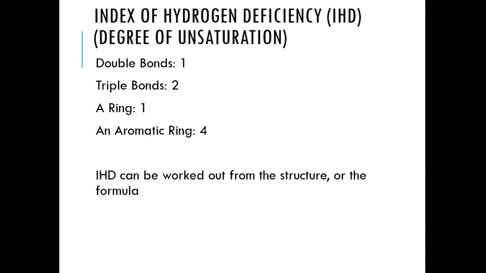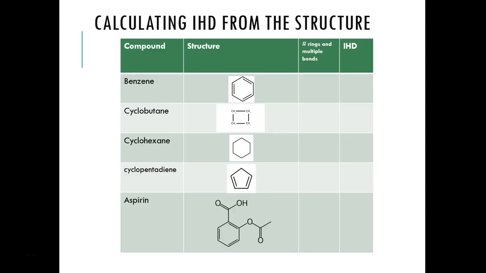Now we can work out the IHD from the structure, or if we're given the formula, we can figure out the degree of unsaturation, so the number of double bonds, triple bonds, rings, etc. That can sometimes be a little bit more helpful because if we're trying to figure out the structure of a compound, it would be nice to know in the end what the IHD is going to be. Okay, so if we calculate IHD from the structure, it's pretty straightforward. We just have to look and count up the number of multiple bonds or rings. So benzene, for example, has 1 ring and 3 double bonds. So the total number of rings and multiple bonds is 4, so the IHD would also be 4.